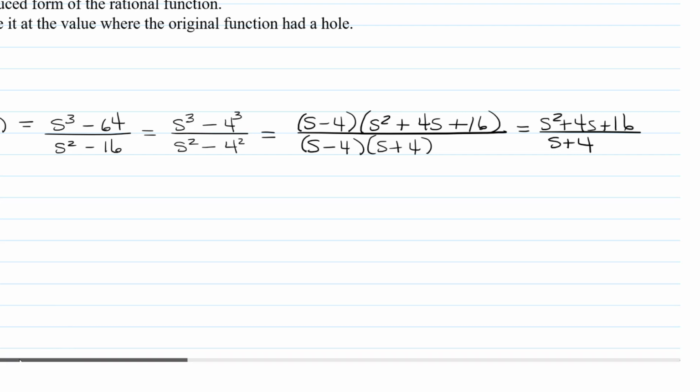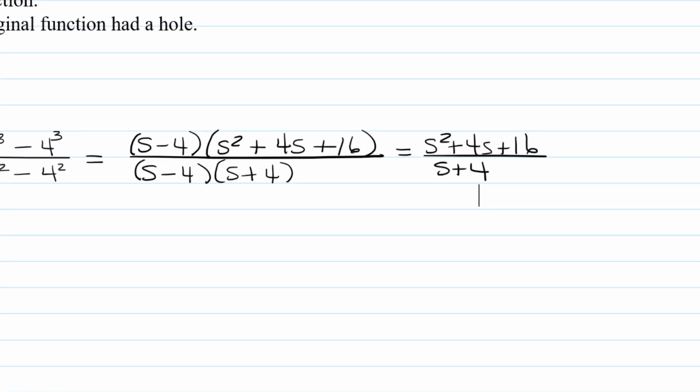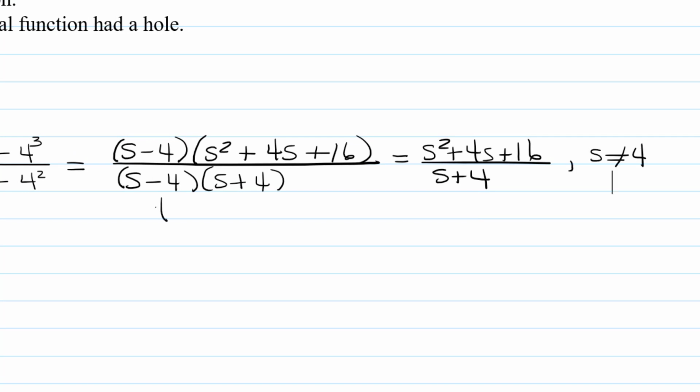Can you think of why these two expressions would not be equal at 4? Because if you plugged 4 in for s over here, you would get undefined. But if you plug 4 in for s over here, you're going to get another value. So really, I can't really say these two are equal unless I specify they're equal everywhere except at 4. Now remember, 4 was the value that we were asked to investigate.